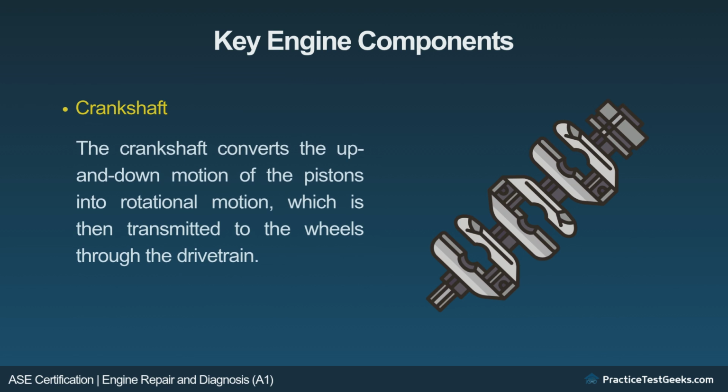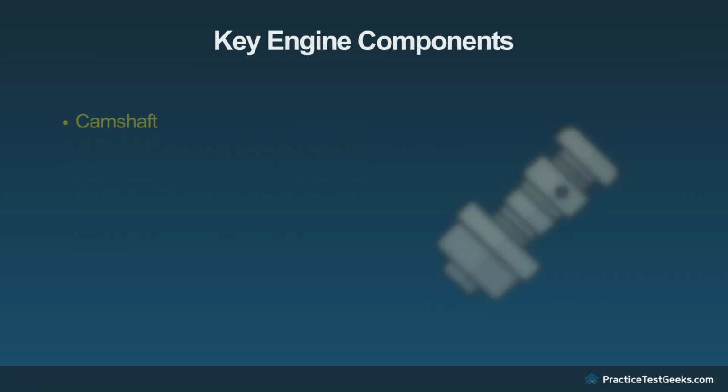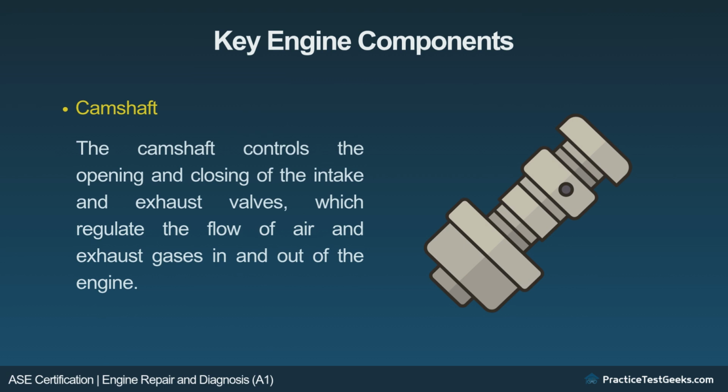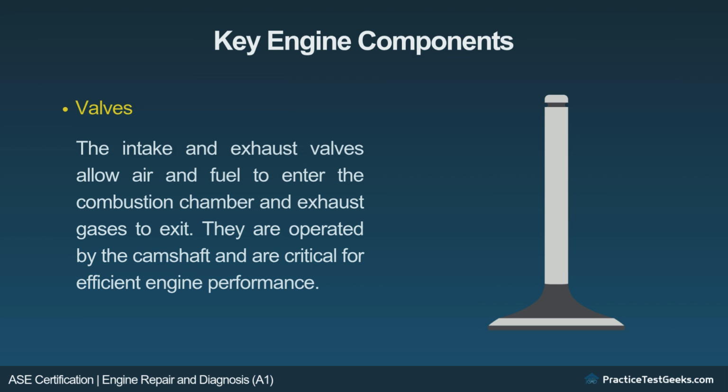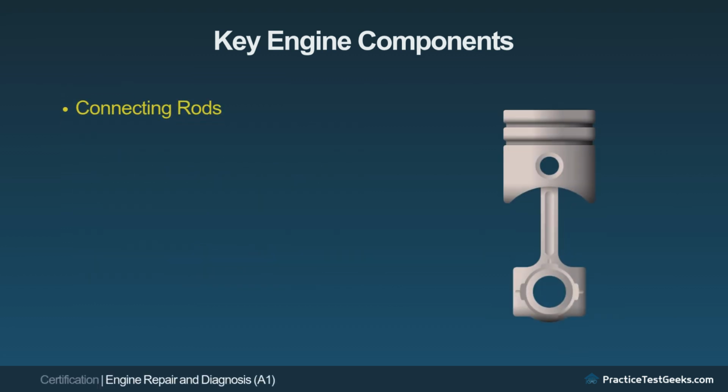Crankshaft. The crankshaft converts the up and down motion of the pistons into rotational motion, which is then transmitted to the wheels through the drivetrain. Camshaft. The camshaft controls the opening and closing of the intake and exhaust valves, which regulate the flow of air and exhaust gases in and out of the engine. Valves. The intake and exhaust valves allow air and fuel to enter the combustion chamber and exhaust gases to exit. They are operated by the camshaft and are critical for efficient engine performance.